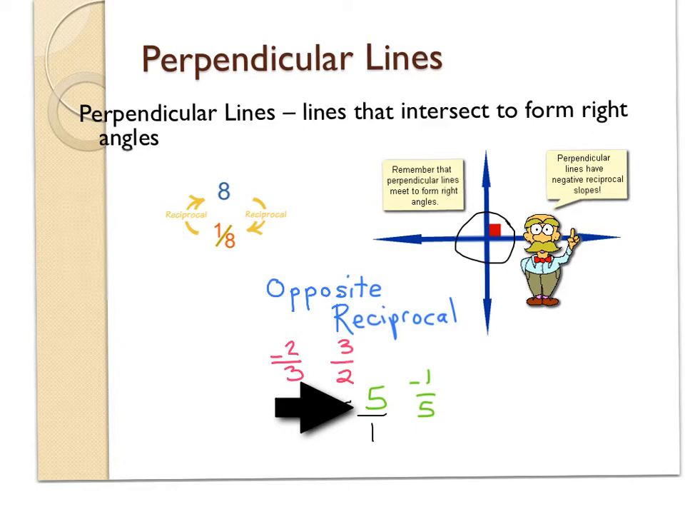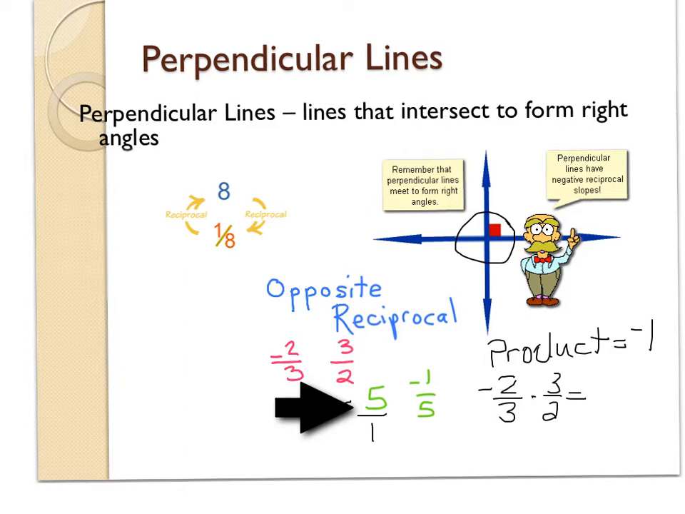Another trick that you can use to identify whether they are perpendicular is to take the slopes and multiply them together. The product of slopes of perpendicular lines will always equal negative 1. If I multiply negative 2 over 3 times 3 over 2, I will get negative 1.